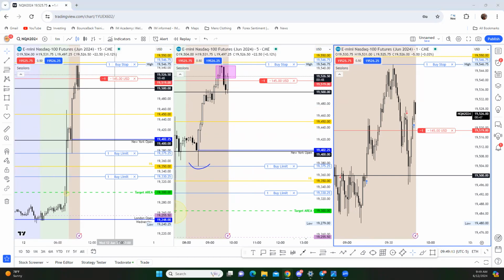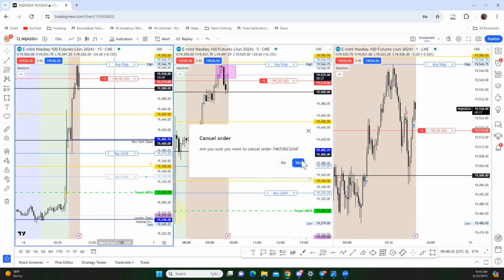Looking at Nvidia. It's kind of printing the same way on the 15, so if it falls in our favor, great. And we don't have two orders on the board anymore, so I'm going to cancel one of these.